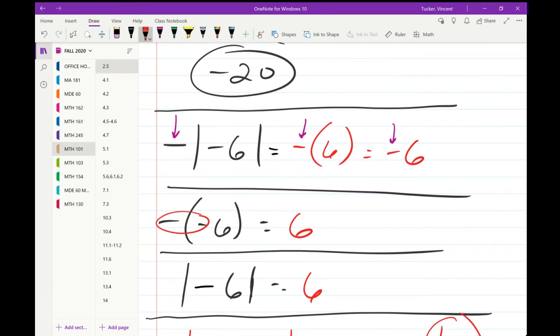So once again, negative to negative in this case turns our 6 positive. Negative negative right here does not occur because there has to be the application of your absolute value first. So any questions on that? Make sure we're good.